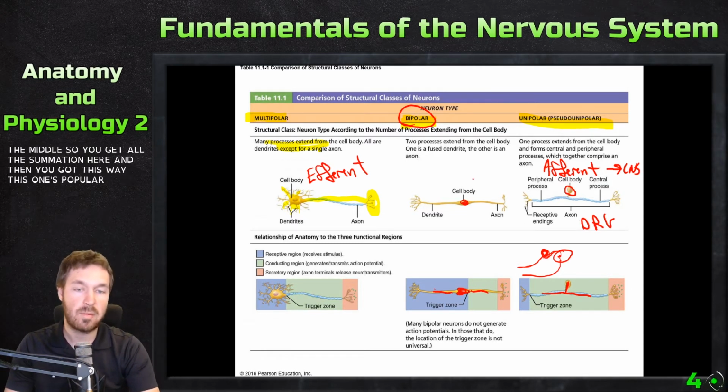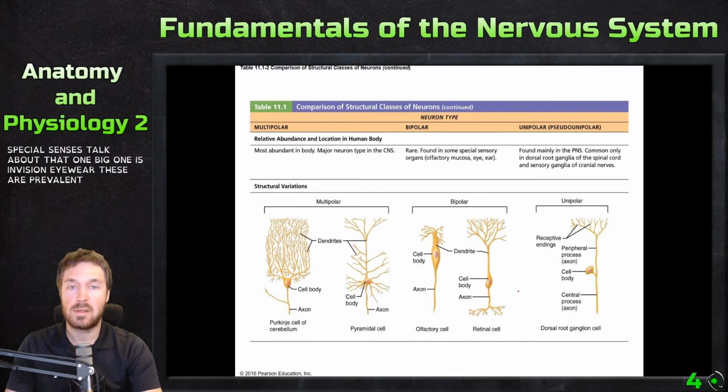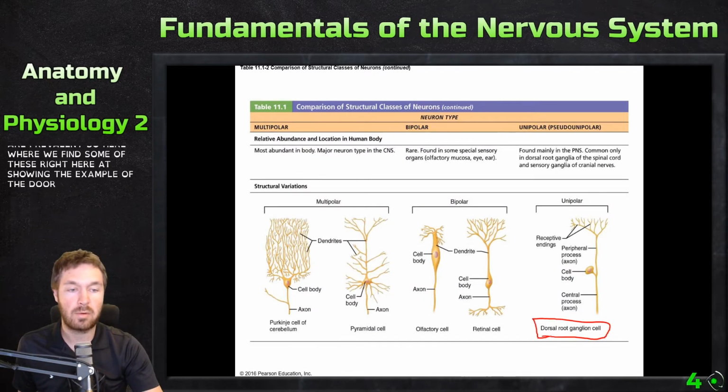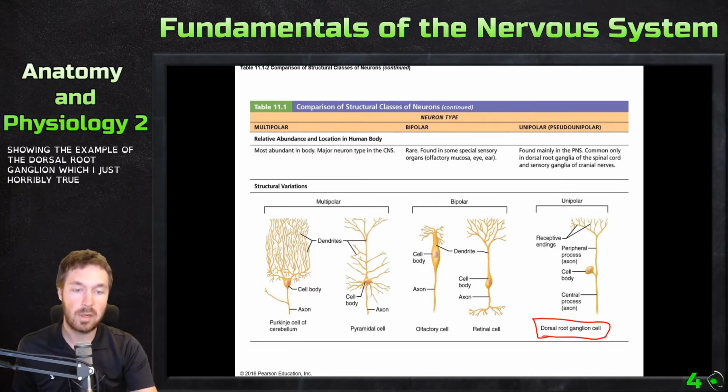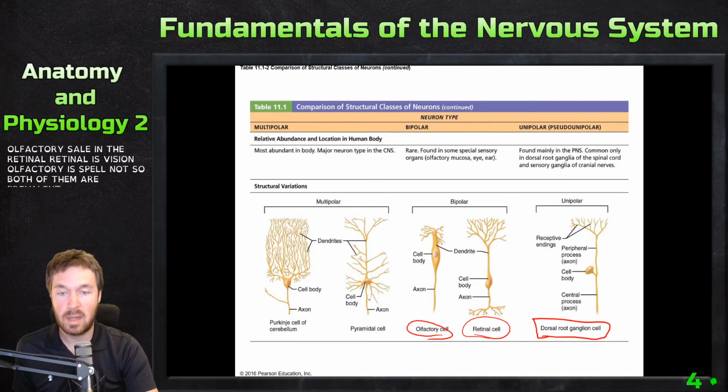This one's popular in the special senses. So we'll talk about that. A big one is in vision, where these are prevalent. Here, where we find some of these, it's showing the example of the dorsal root ganglion, which I just horribly drew, but it's showing a little better. Here it's showing, for bipolar, the olfactory cell and the retinal cell. Retinal is vision. Olfactory is smell. So both of them are prevalent there.